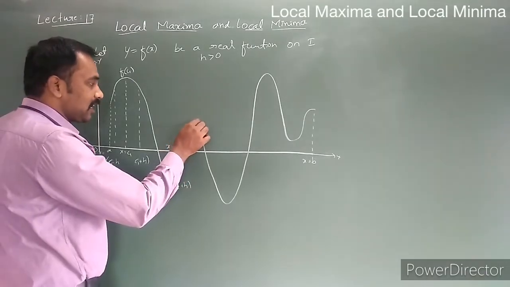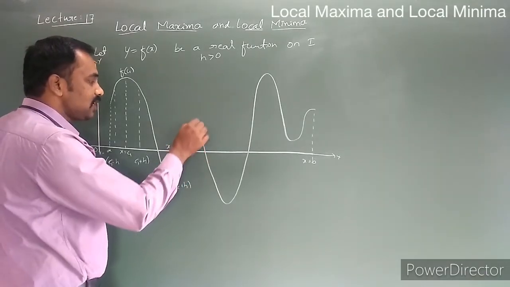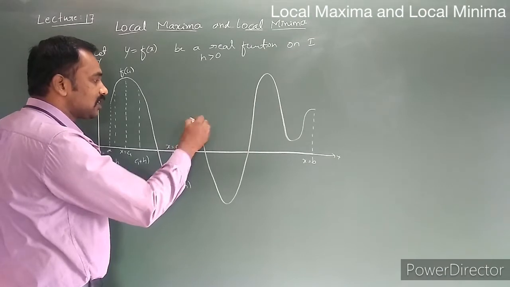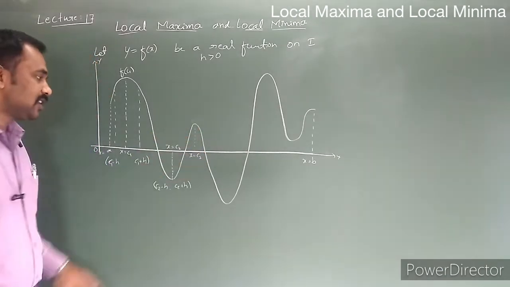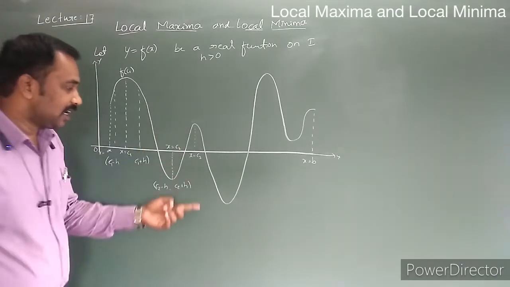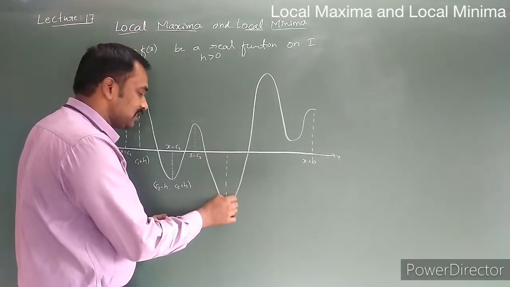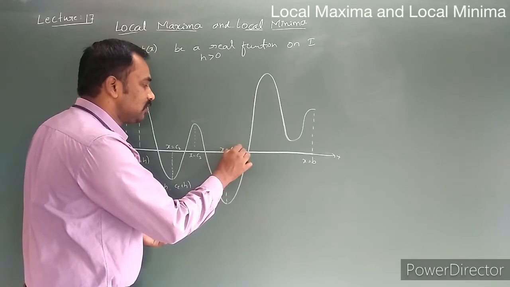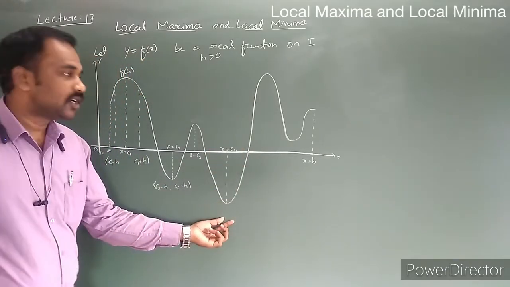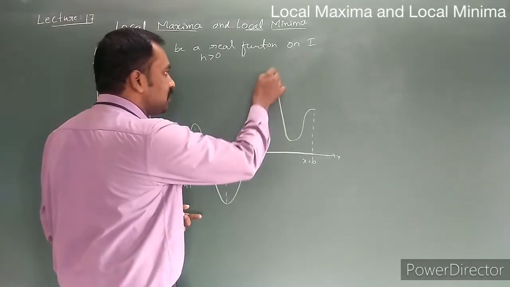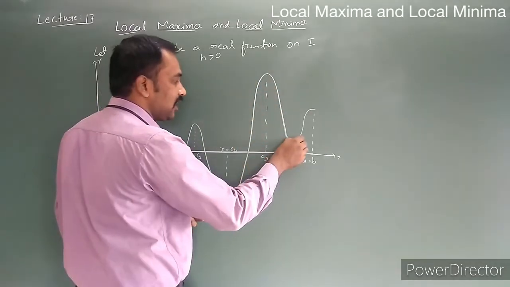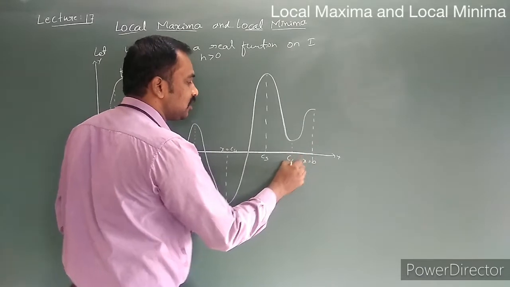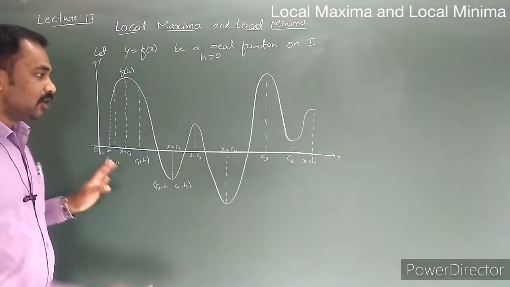And again, if I take this point as x equal to C3, C3 is the local maximum. Again, this point we can consider as C4, x equal to C4. C4 is the local minimum. C5 is the local maximum, and C6 is the local minimum, like that.